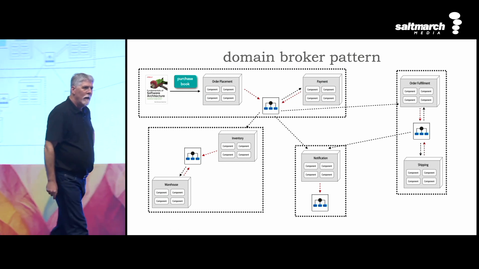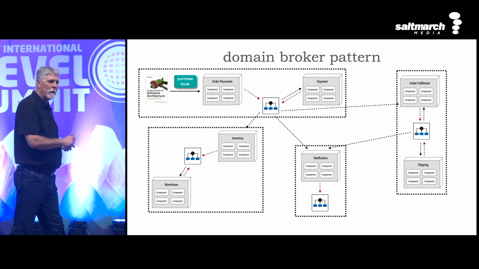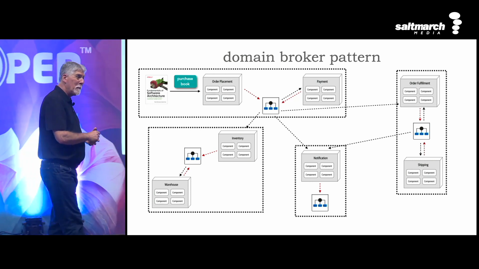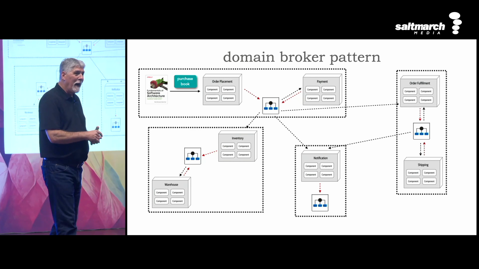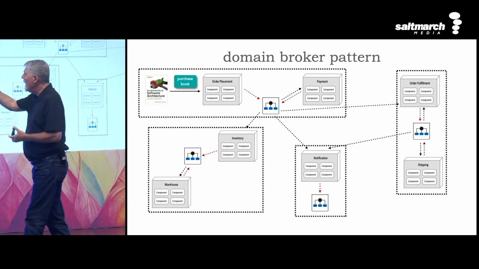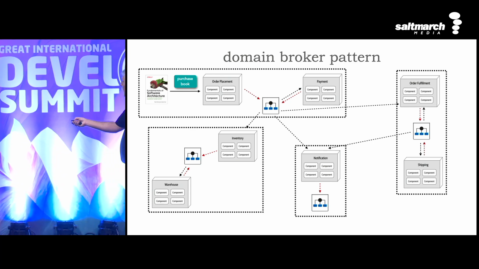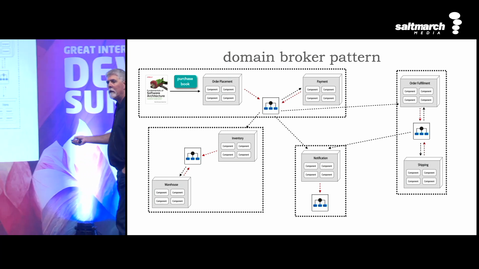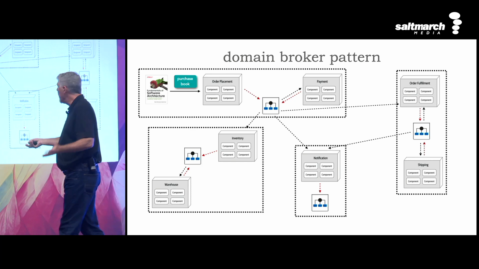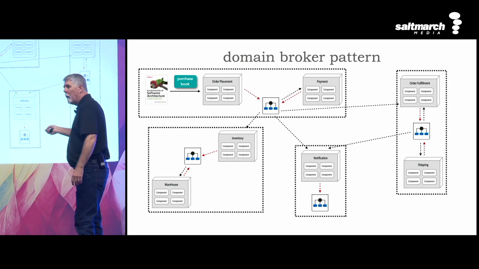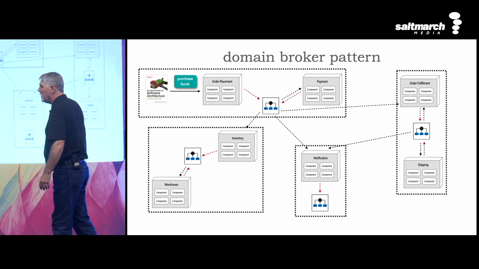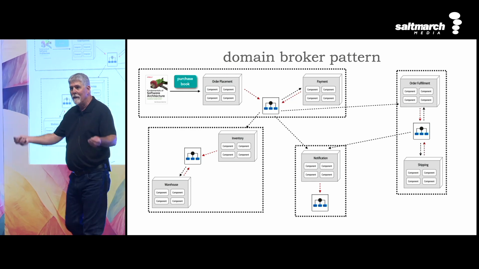Now, what do you think about my reliability of the system? It's pretty good. Because now, if the order placement quantum, if that broker goes down, all the rest of these can still function just fine. Think about this. I can still do inventory and warehousing. I can still do order fulfillment and shipping. I'm no longer dependent on that.